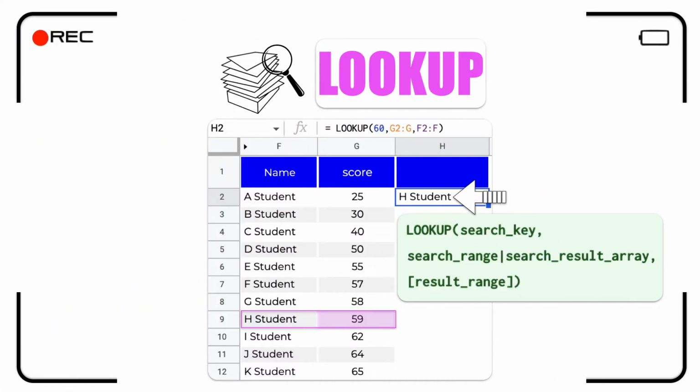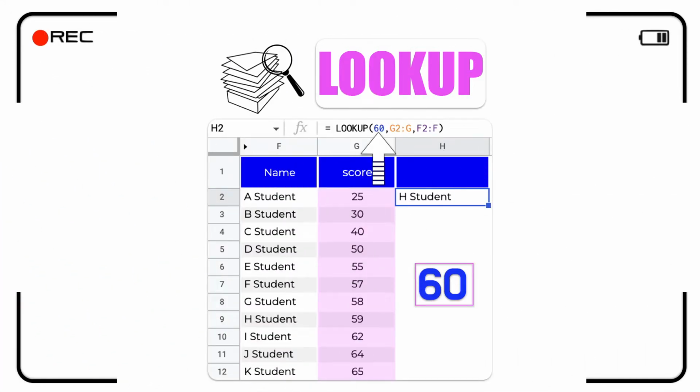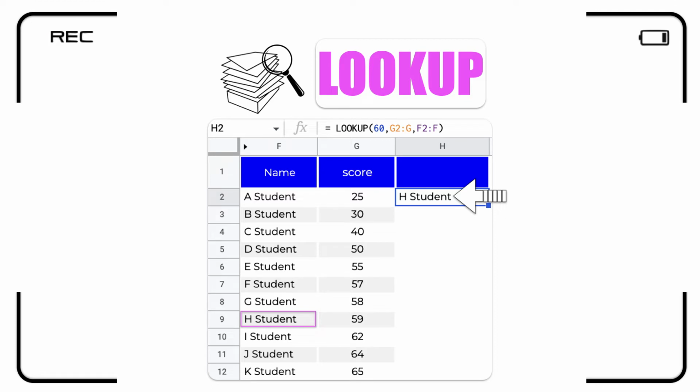Even though we don't have any student that has got a 60 grade, the formula returns one of our students. How did that happen? The LOOKUP matches all the values that are less than or equal to the search key. If the LOOKUP hits a value greater than the search key, it goes to the cell that contains the nearest value to the search key, then returns the value from the result range.